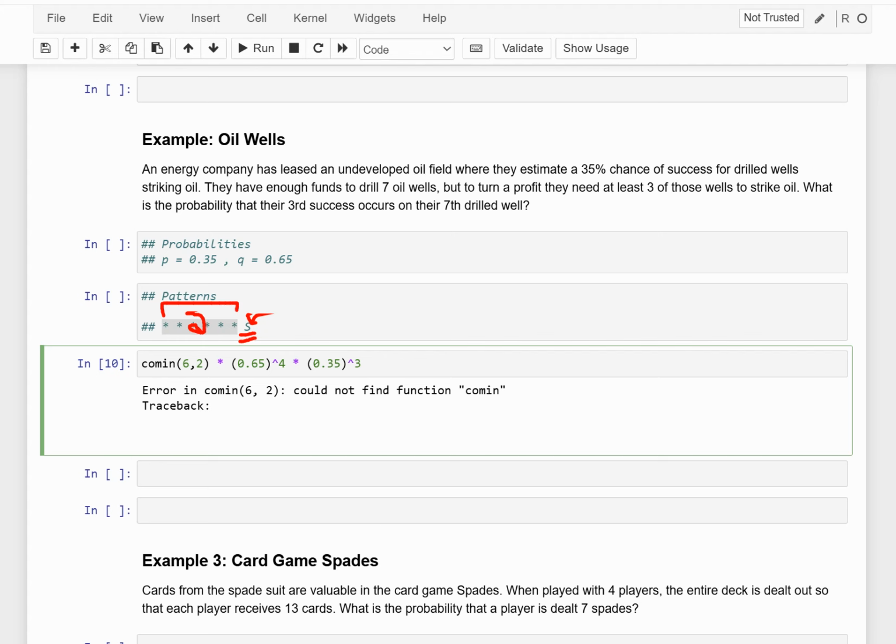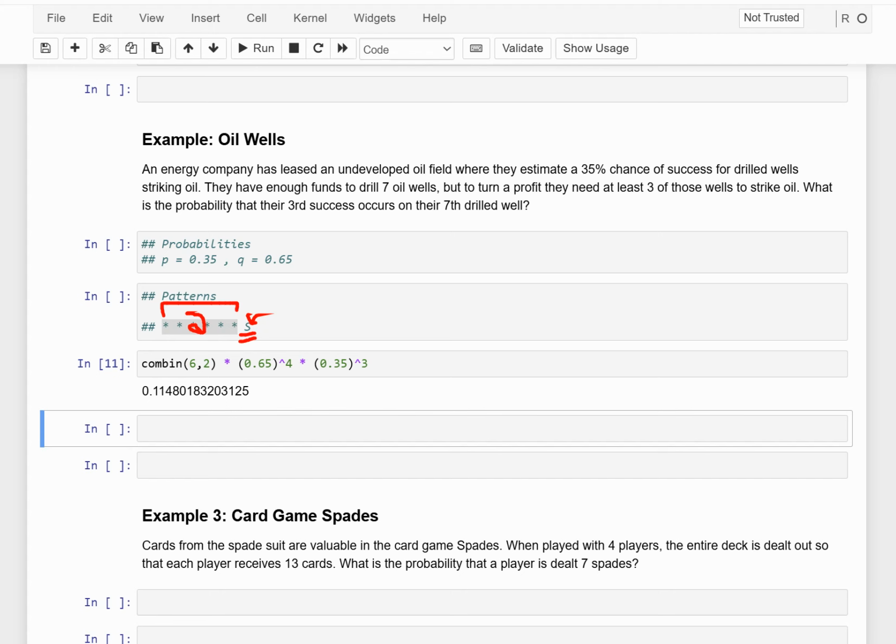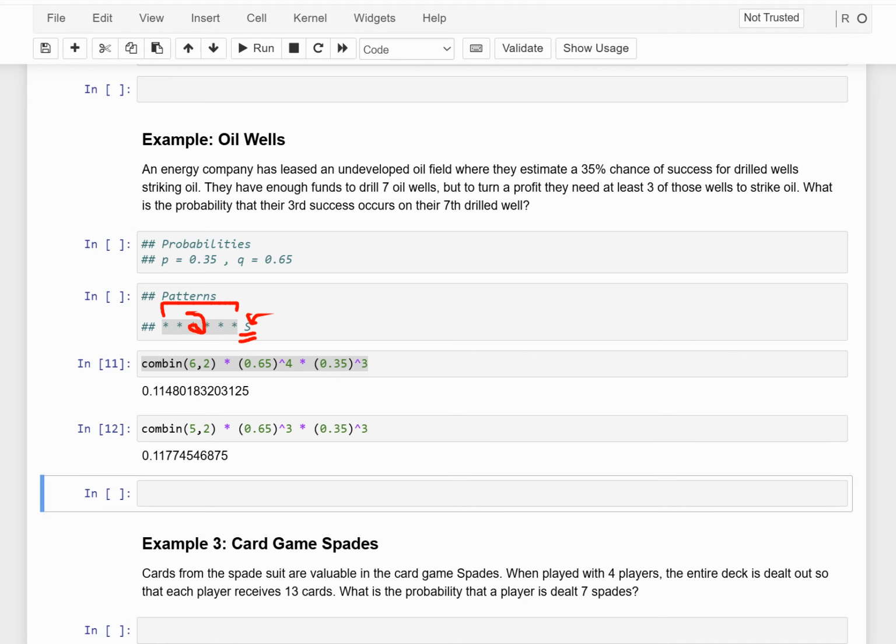And I misspelled my function name. There we go. And they have about an 11.5% chance of drilling 7 wells and having exactly 3 successes, with a 3rd success happening on the 7th. Now, remember that they're still successful if the 3rd success happens on the 6th attempt, right? It would just change some values in here, right? Because if we have 6 attempts, we have 3 failures, 3 successes, and we have to arrange the 2 successes into the first 5 slots.